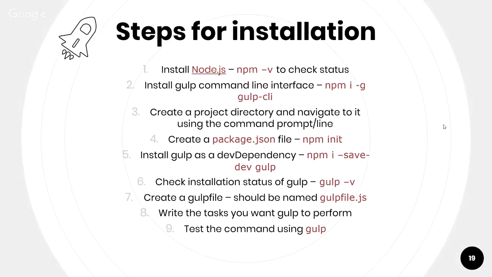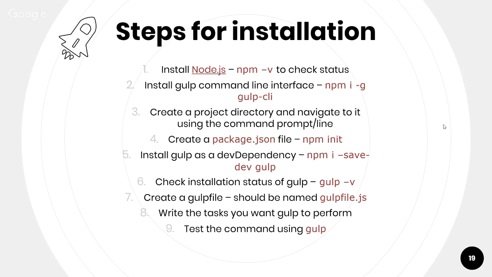Okay, so once we know how to interact with the command line, we can now see the steps that we have to take to install and get Gulp running on our computer. First up, as you can see, we have to install Node.js. We will use its package manager called npm to install the Gulp package on our machine.